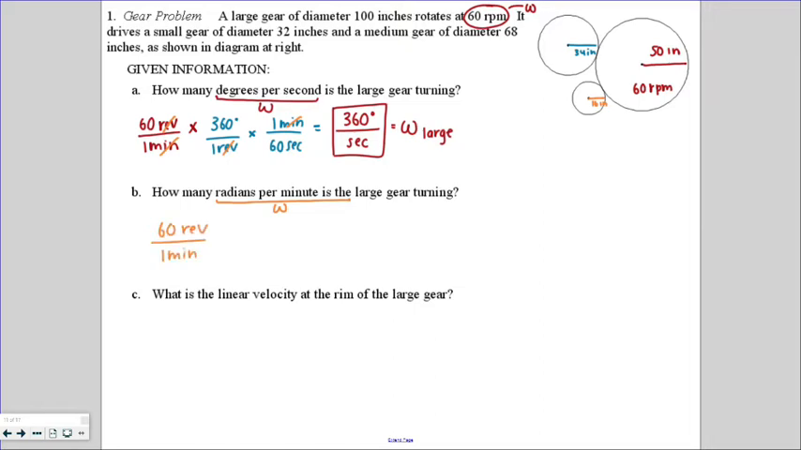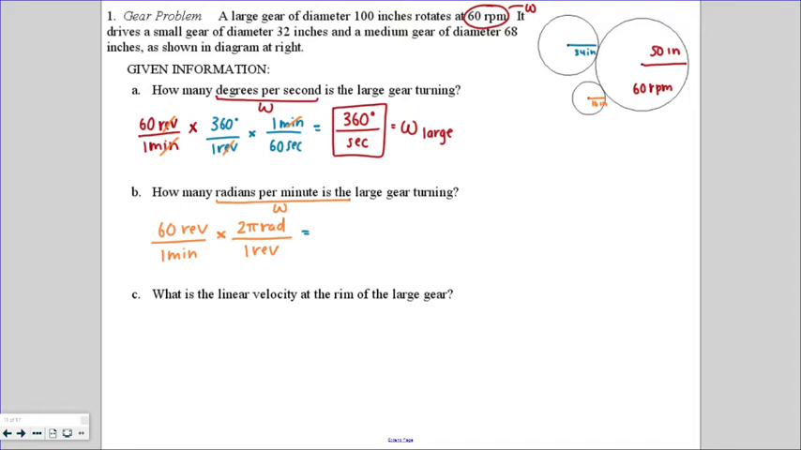In order to turn that into radians per minute, I'm just going to turn revolutions into radians. All right, 2 pi radians is 1 full revolution. I had a question in my last period, which was revolutions and rotations. What's the difference? They're the same thing. Okay, so revolutions and rotations are the same.